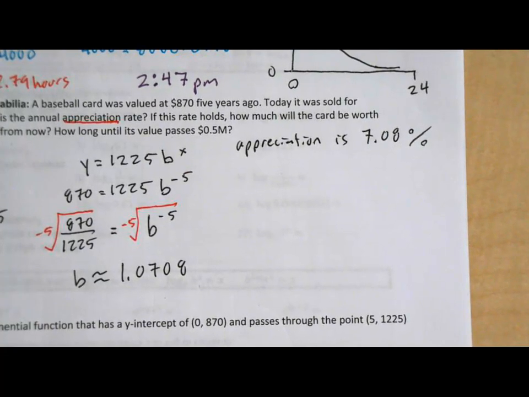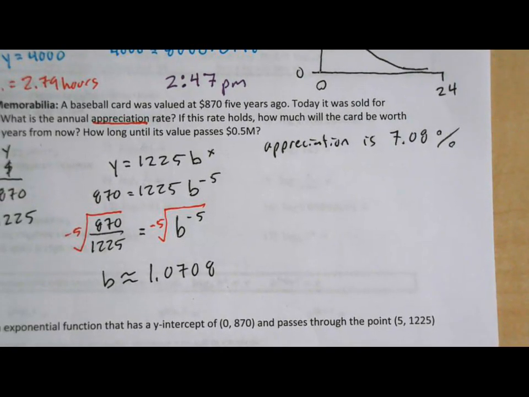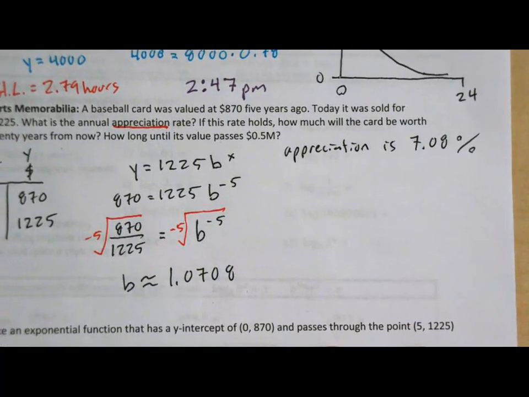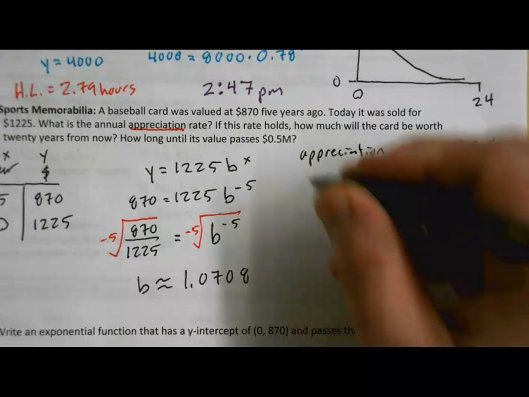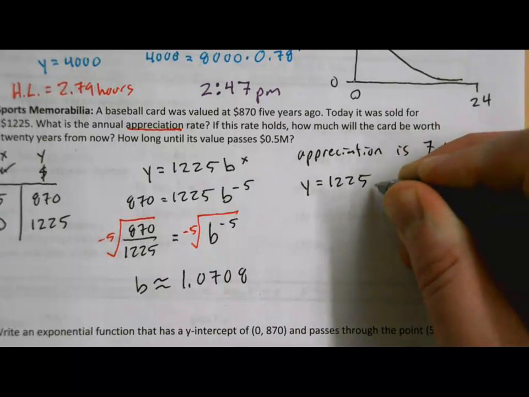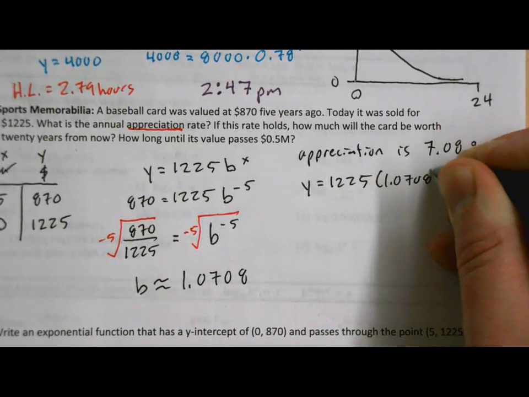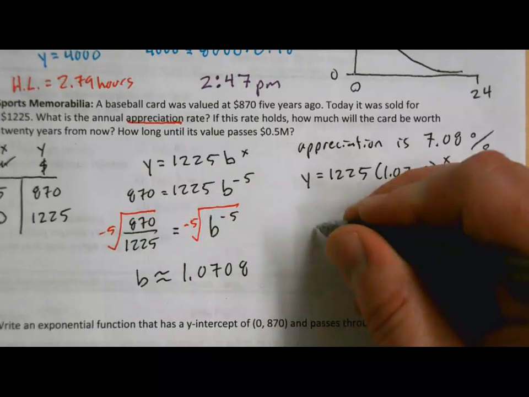Once you get out in the adult world and you start looking at retirement investments, you'd be happy to get a nice 7% return on investment. All right, to answer the rest of these questions, let's use the calculator, because it looks like we're doing a how long and a how much is it going to be worth 20 years from now. So we're going to need an equation. Let's go ahead and write our full equation now. Y equals 1225 times 1.0708 to the x power. We'll type that into our calculator, and then we're going to need to probably reset our window.